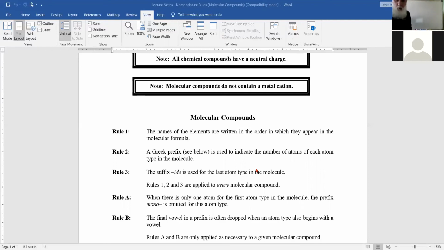Then we have this rule A and B. When there's only one atom of the first atom type, then we get rid of the prefix mono. And the final vowel in a prefix is often dropped when an atom type also begins with a vowel. If you want, you can completely ignore rule B and I will not mark you wrong.